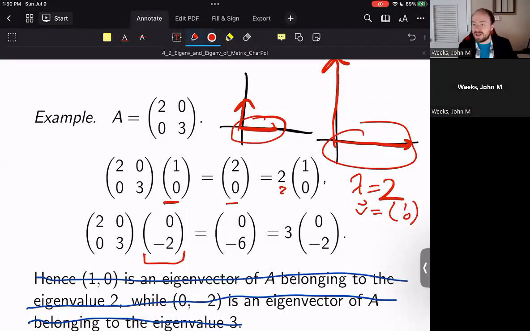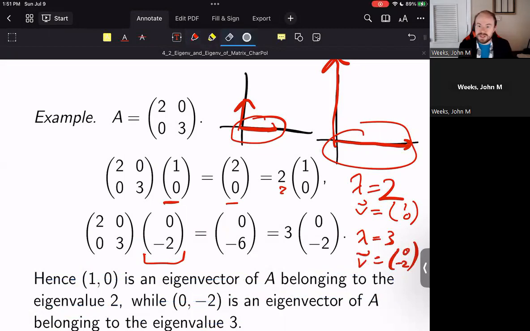Notice that any other vector in the span of that vector will do. Namely, (0, -2) is also an eigenvector here, and has the same eigenvalue as, say, (0, 1) would. It has an eigenvalue of 3 for this vector (0, -2). So that's the information that we're able to gain from here.